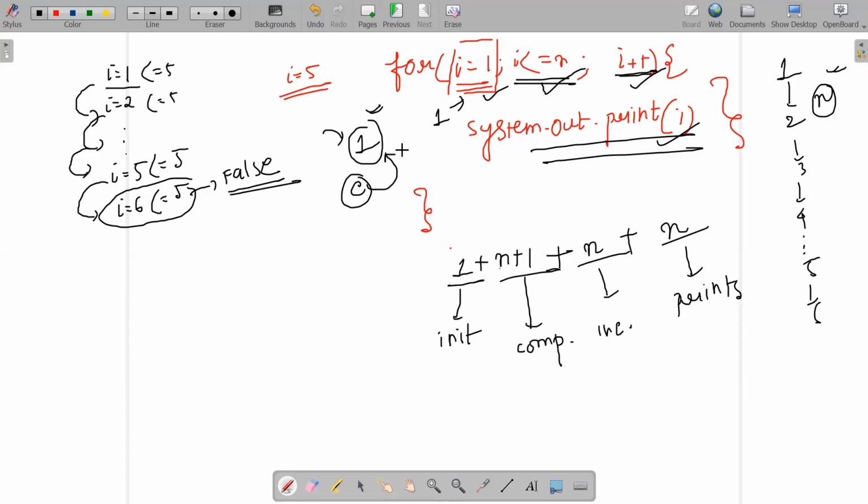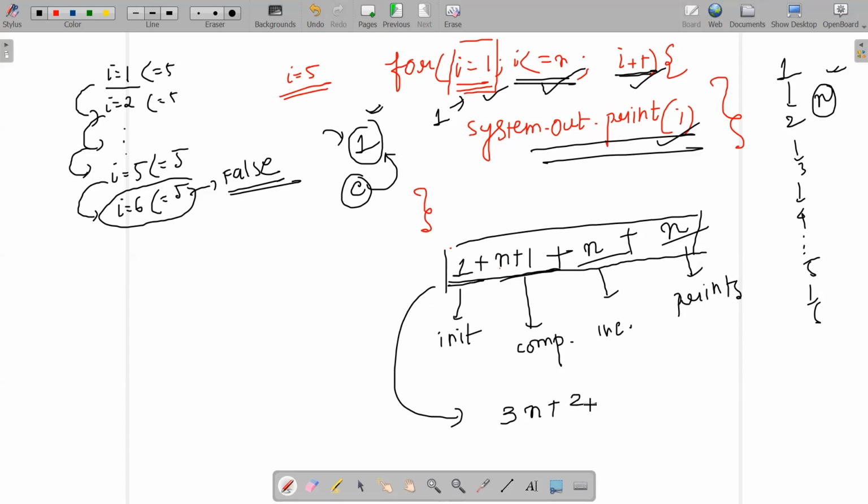The problem is how many times you have done that. So this is the overall number of times that we have done it. Add it up. These are the overall operations we are doing, right? It is 3n plus 2. Now this is the overall number of operations I got, correct?